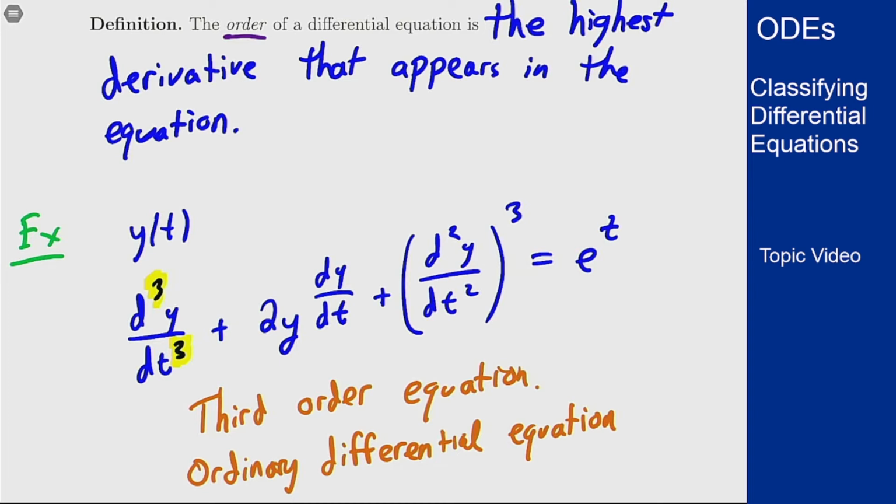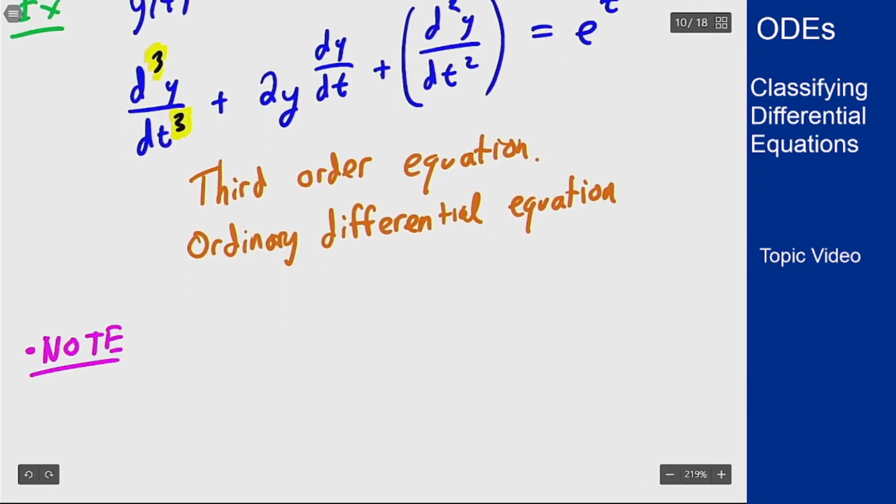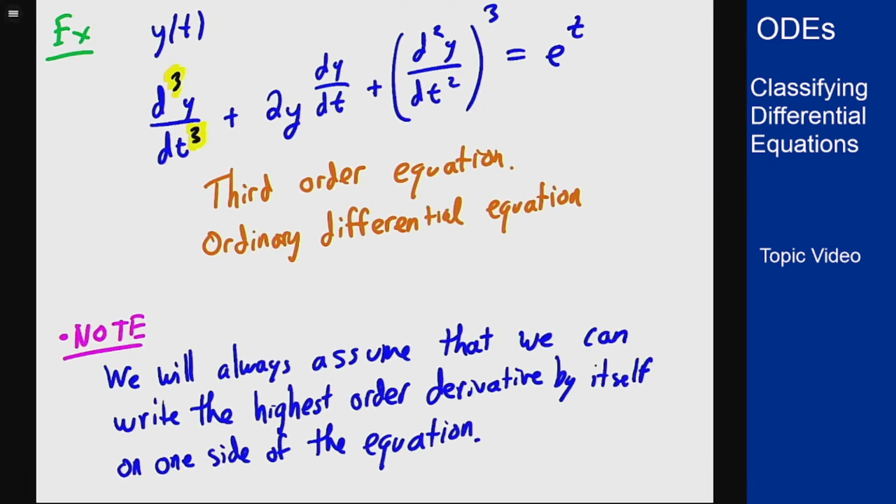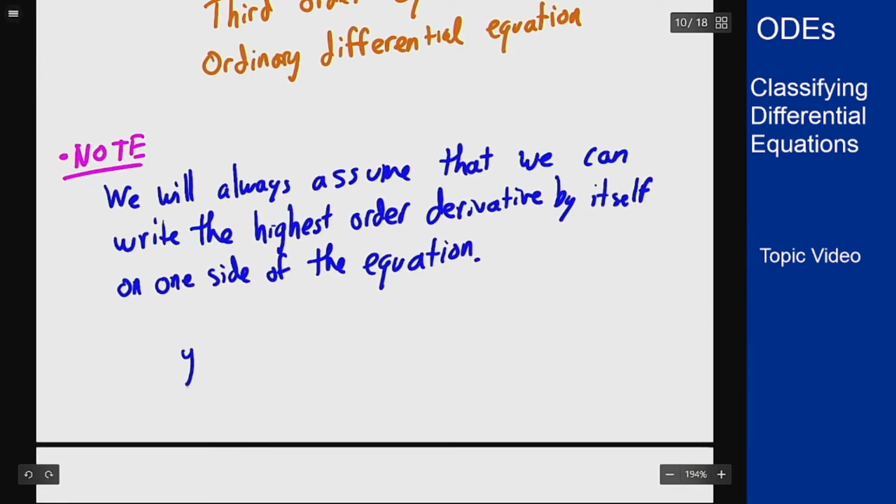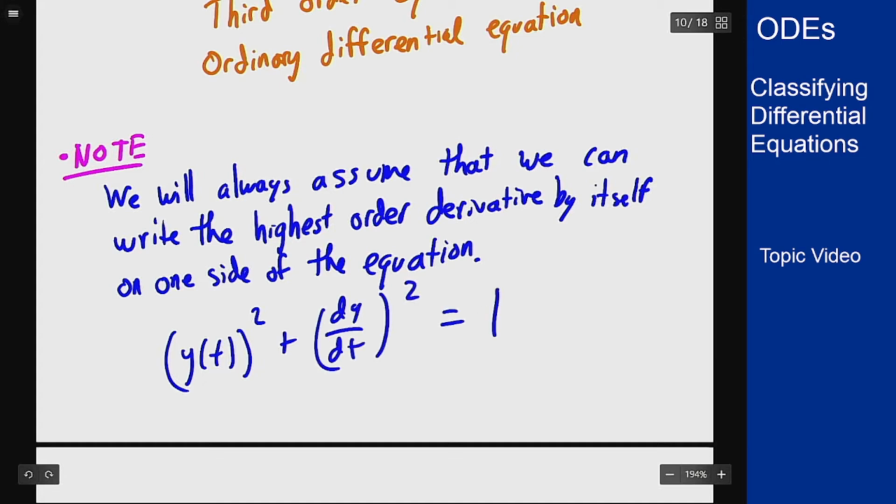A note in terms of how we're going to write and display all of our equations for this class: we will always assume that we can write the highest order derivative by itself on one side of the equation. For this last example, it's not really a problem. I could just take all of these terms and move them to the other side, and that would be totally fine. I would get the third derivative term equals other stuff. The main reason we have this is for equations like the following: if I had y of t squared plus (dy/dt) squared equals 1, this is a first order equation, and I need to be able to solve out for this on one side of the equation.